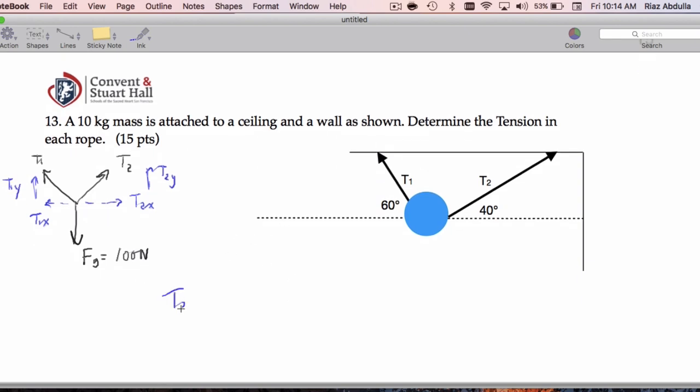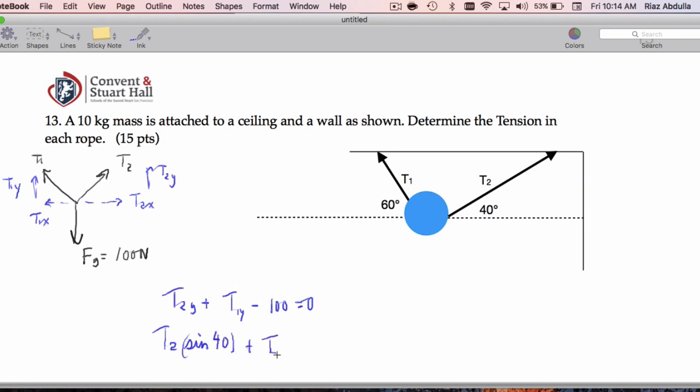So vertically we have T2y minus T1, plus T1y minus 100 equals 0. Keeping this in mind, that's going to be T2 times the sine of 40 plus T1 times the sine of 60 equals 100 when we simplify.